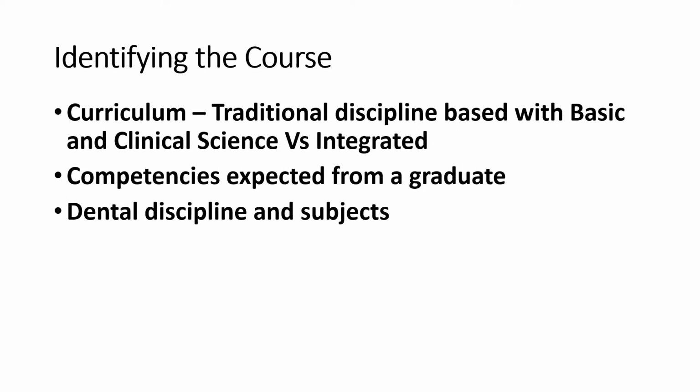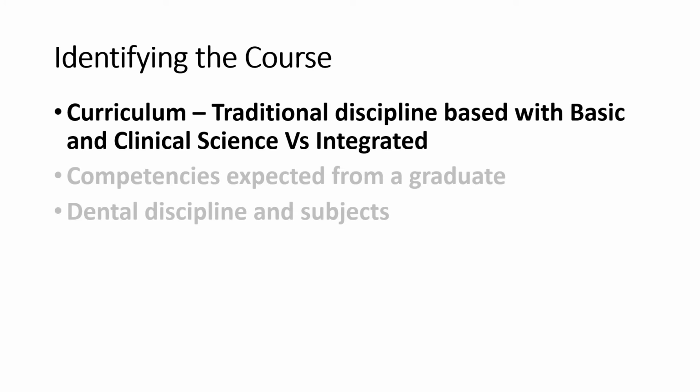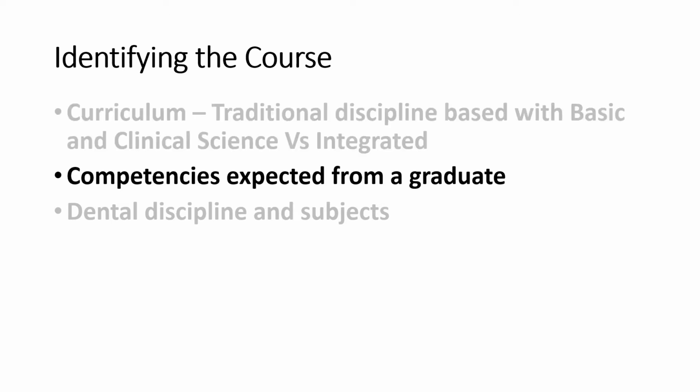Let's see how to identify a course and hence the course contents. First consideration is what curriculum is. If traditional, then courses are based on the basic and clinical courses. However, contemporary curriculum is integrated vertically as well as horizontally. Competencies expected from a graduate can also guide the identification of courses. Competencies describe the required knowledge, skills, attitudes for effective professional practice and are used by professionals, educators, and regulators.